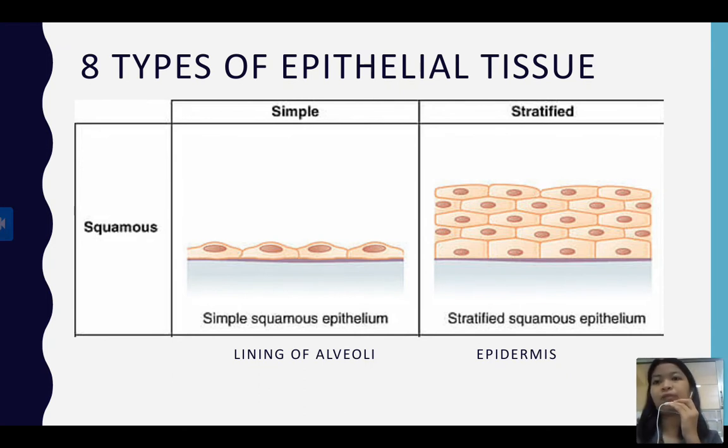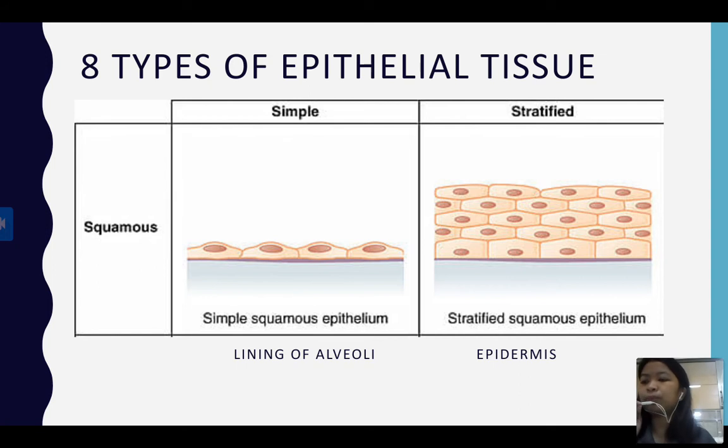So these are the 8 types of epithelial tissue. So we have number 1, simple squamous epithelium. So ang itsura ng mga squamous, ayan siya. So irregular yung shape niya. So saan naman nakikita tong simple squamous epithelium? Okay, so it is found in the lining of the alveoli. What is the alveoli? Alveoli are the small sacs in our lungs wherein the exchange of gases happens, the exchange of oxygen and then carbon dioxide.